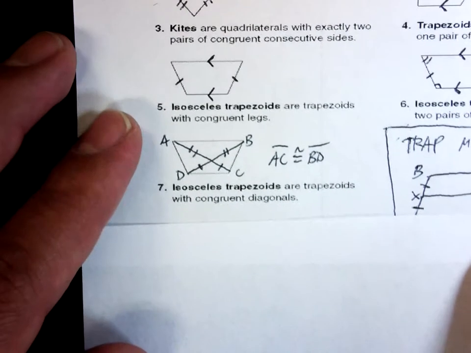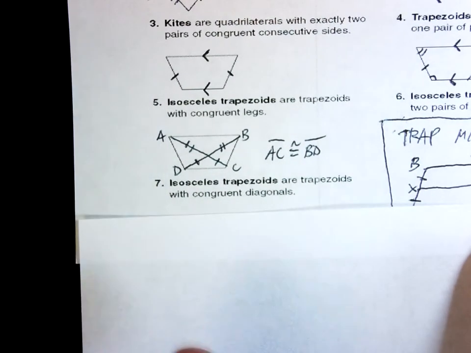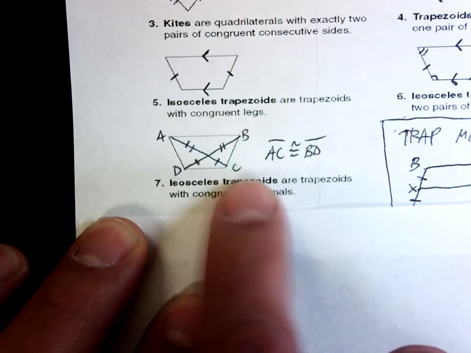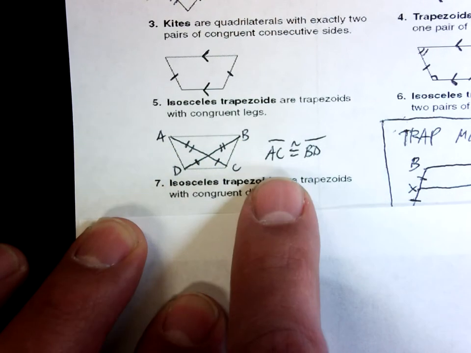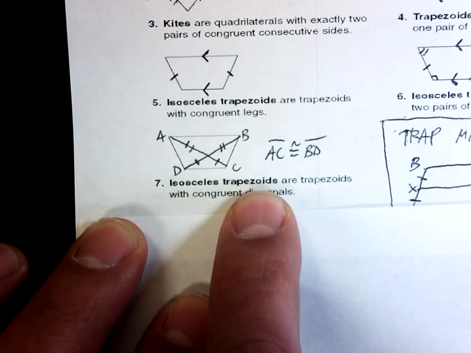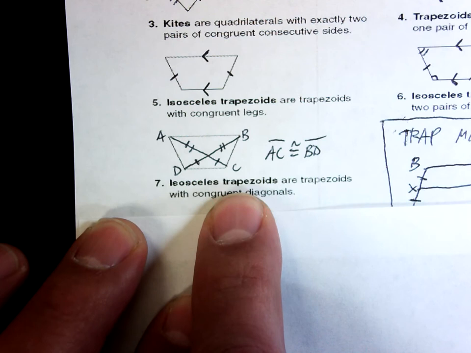And I got one last little picture here. Isosceles trapezoids are trapezoids with congruent diagonals. So if I draw in the diagonals AC and DB, AC has to be congruent to BD. This is only true of isosceles trapezoids, not just any trapezoid. It's got to be isosceles.